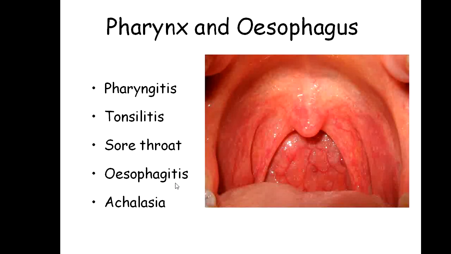That is called echalacia. So this is also not a good condition. This is one of the disorders of the cardiac sphincter. There are multiple causes of this echalacia. I will discuss the causes of echalacia in the Google Meet session.